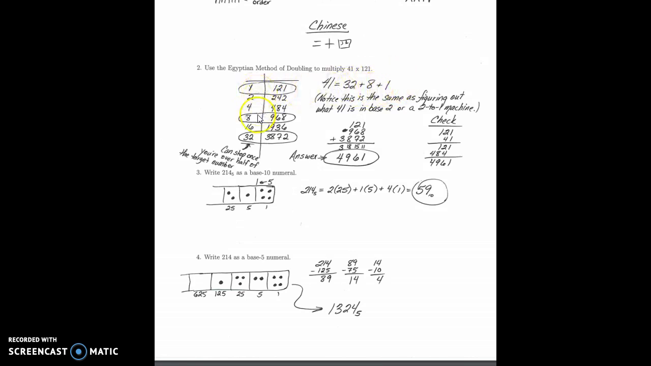Once you figure out how to make that target number with multiples of 2, you circle any of these terms and then add them together. Notice here I'm just adding left to right since we discussed that in class. You can, of course, add right to left if you feel more comfortable with that. So our answer is 4,961.